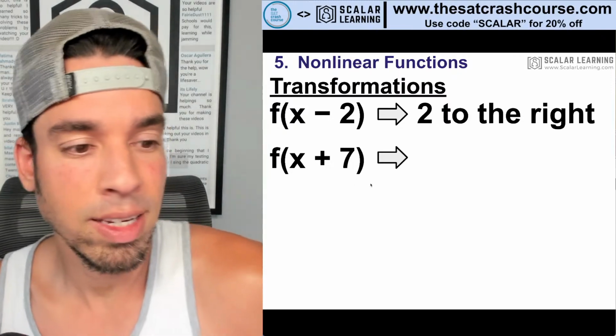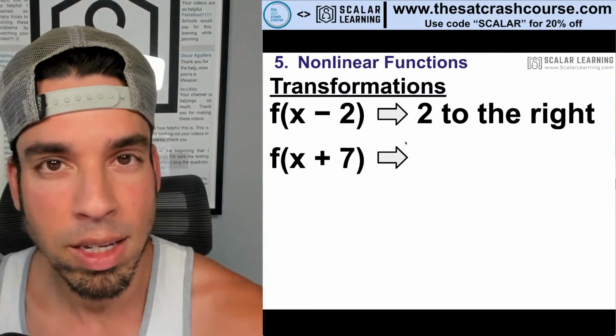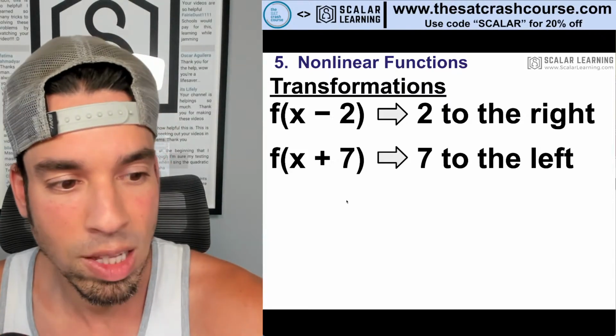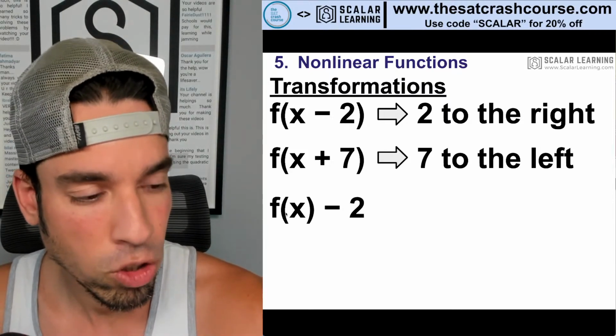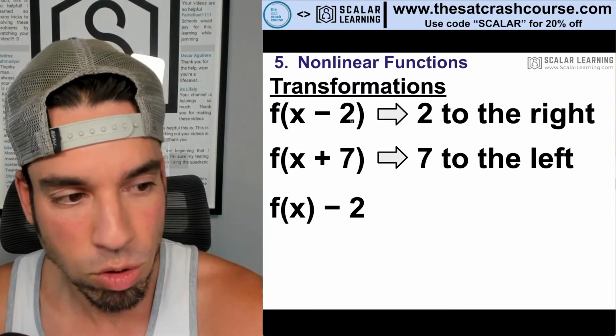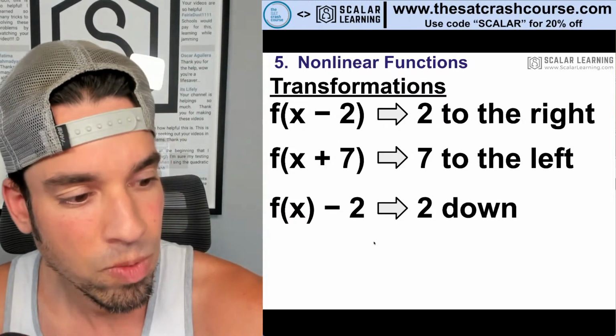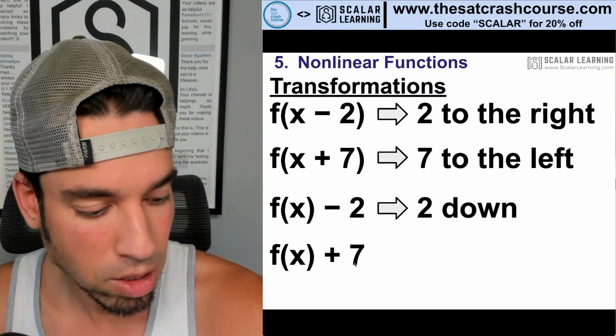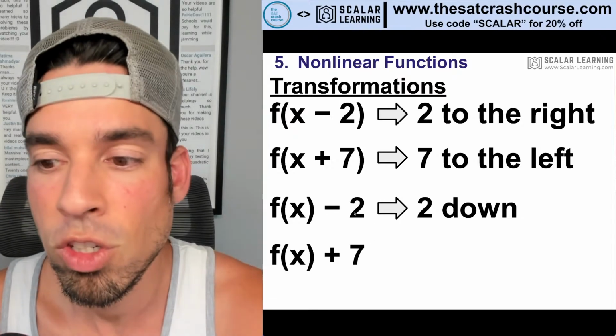x plus 7, again, you might think 7 to the right. That's incorrect. It's actually 7 to the left. When you have function notation like this, f of x minus 2 and the minus 2 is outside the parentheses, you're going 2 down. And if you had plus 7 on the outside, you're moving 7 up. So these are good little things to note.